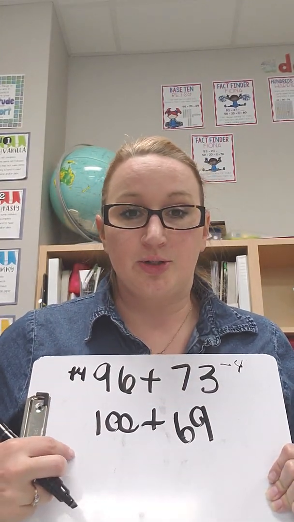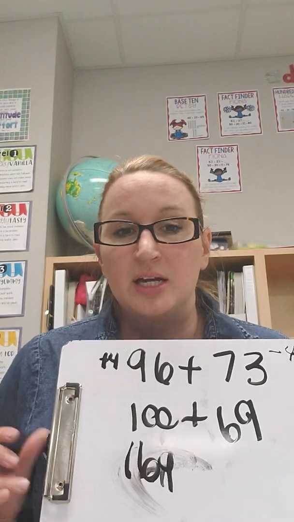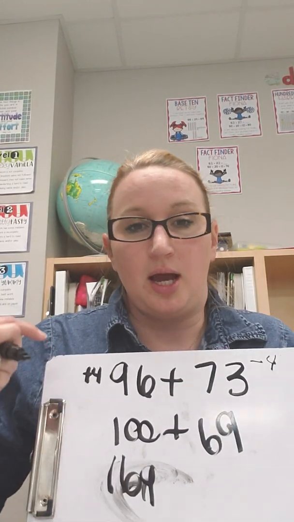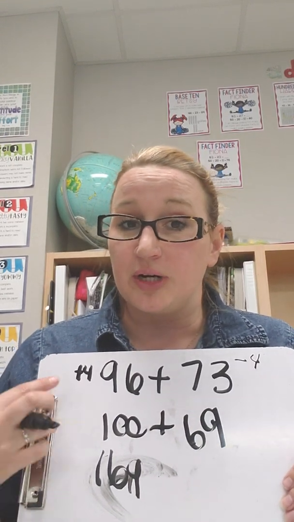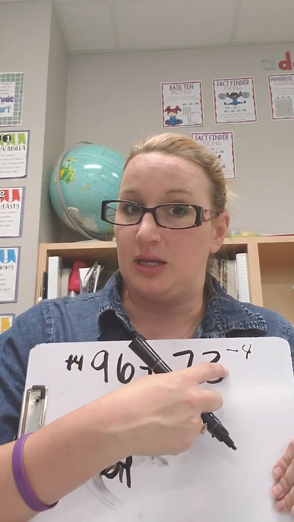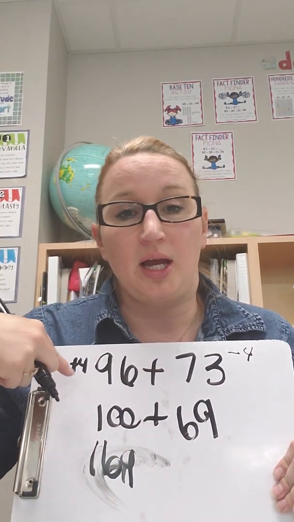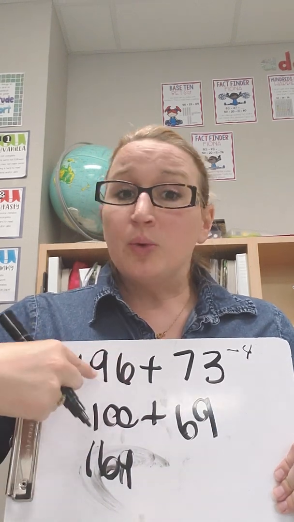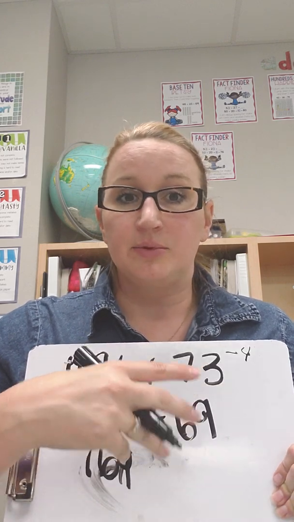So I know that 100 plus 69 would be 169. Ooh, I just wrote that. I apologize. 169 would be my answer. So it's just a different way of thinking about it. So this way is called compensation. So for addition, whatever you add to one number, you have to subtract the other number. Next week we'll talk about it in subtraction form, but for addition, whatever you add to one number to make it an easier number, you have to subtract from the other side to make it even.